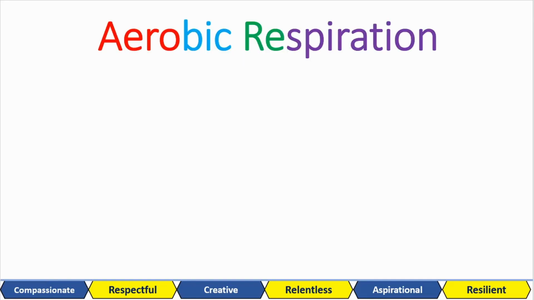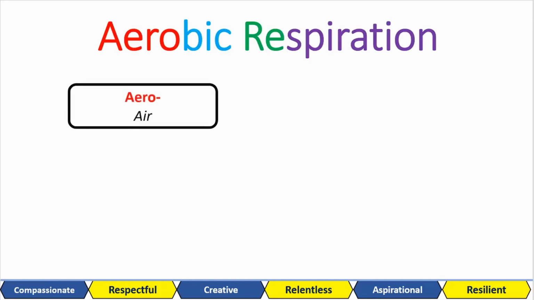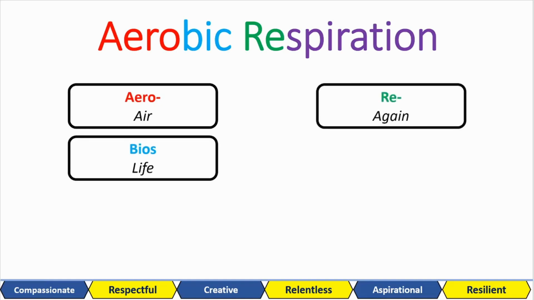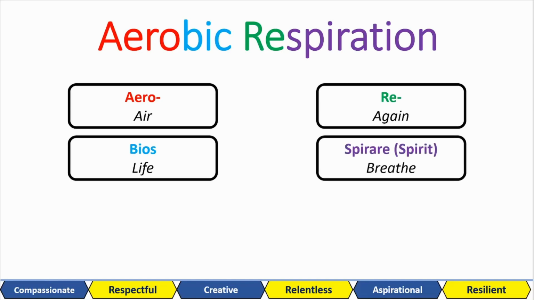Let's break down those two words. Aero means air. Bios means life, re means again, and breath or spirit. So it essentially means when living organisms use air to breathe again, to survive, to keep breathing. But the newer definition is a bit more refined. You can get away with writing the chemical equation.